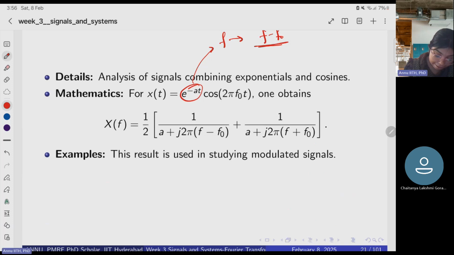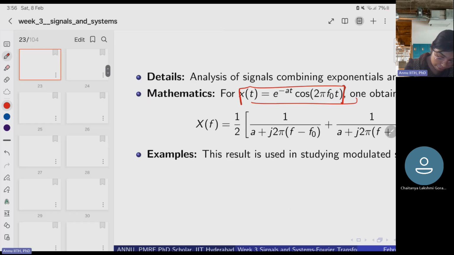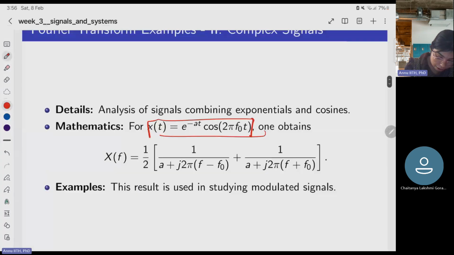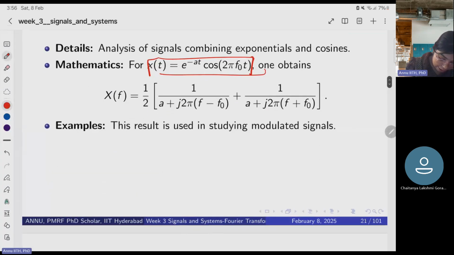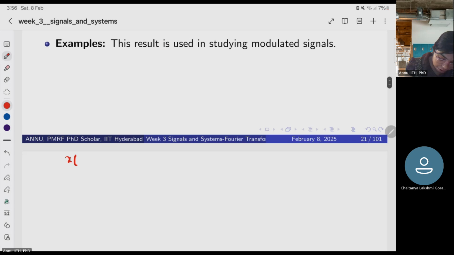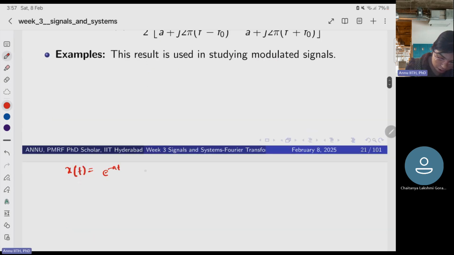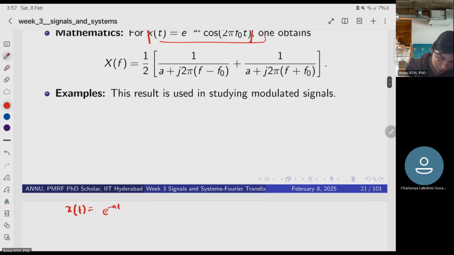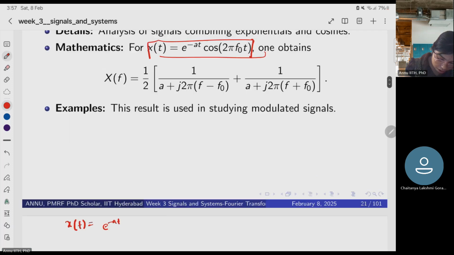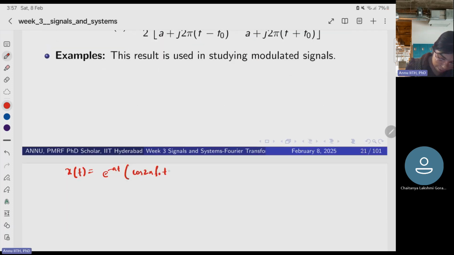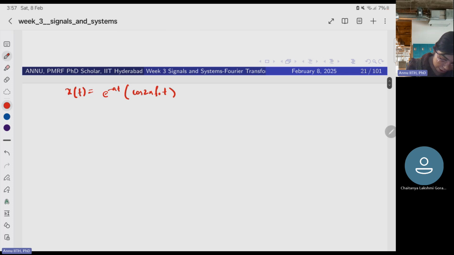How is it shifting this way? Do you have a question on how to solve this? So I'm solving it for you. Let us solve this question. What is it? x(t) is equal to e^(-at) cos(2π f0 t), isn't it? So how will you write this?